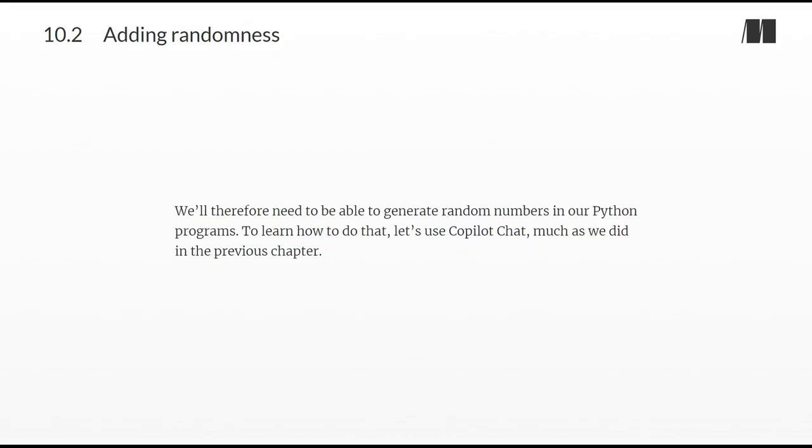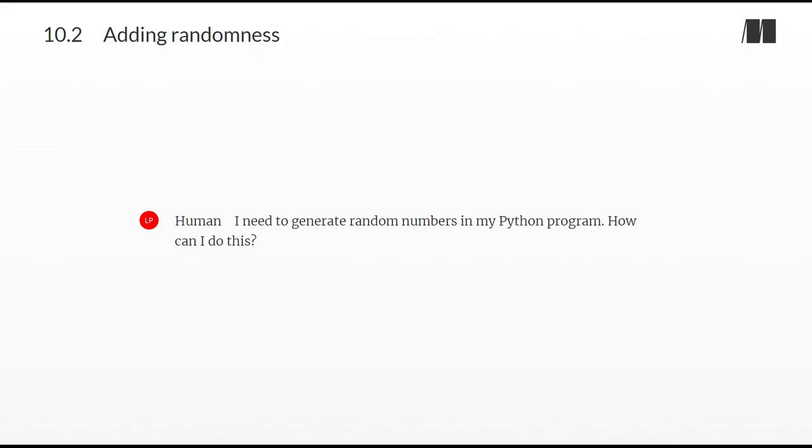We'll therefore need to be able to generate random numbers in our Python programs. To learn how to do that, let's use Copilot Chat, much as we did in the previous chapter. Human: I need to generate random numbers in my Python program. How can I do this?